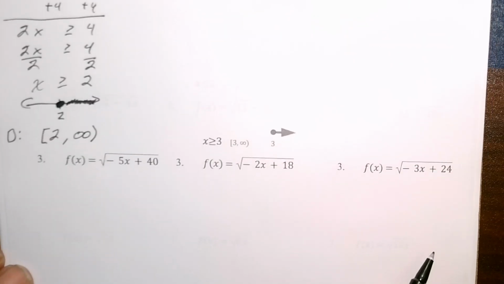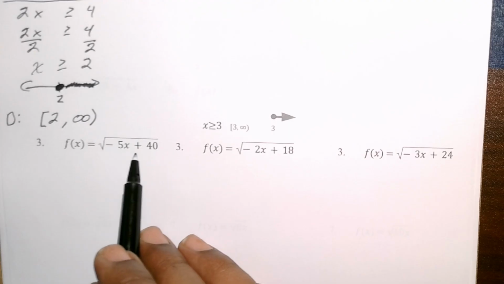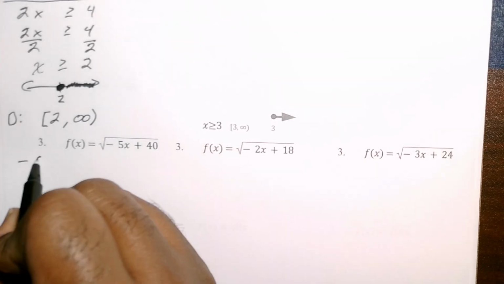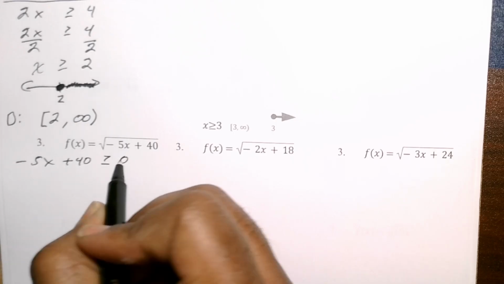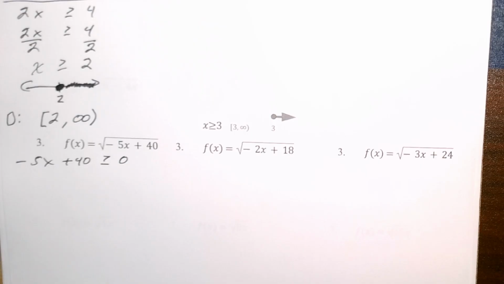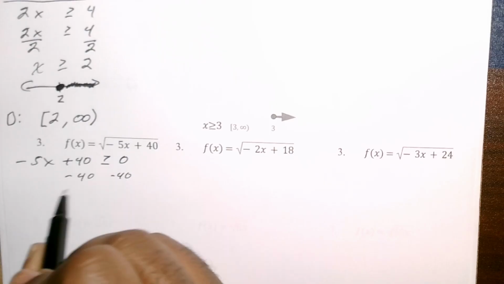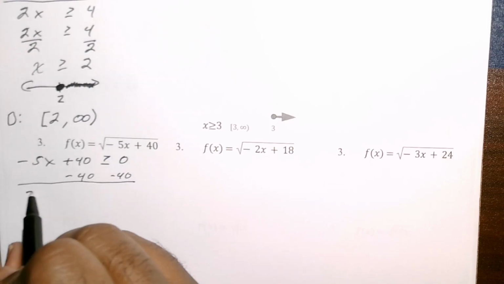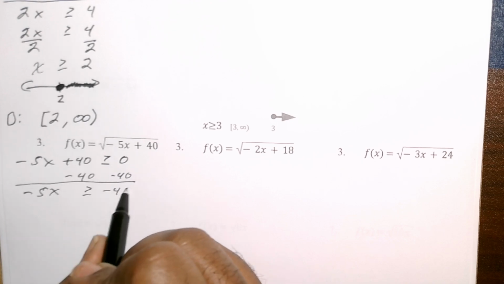Okay, let's take a look at the last one here. We have a square root of negative 5x plus 40. We're going to take the negative 5x plus 40, set that greater than or equal to 0, and then we're going to solve for x. So subtracting 40 from both sides will give us a negative 5x is greater than or equal to negative 40.